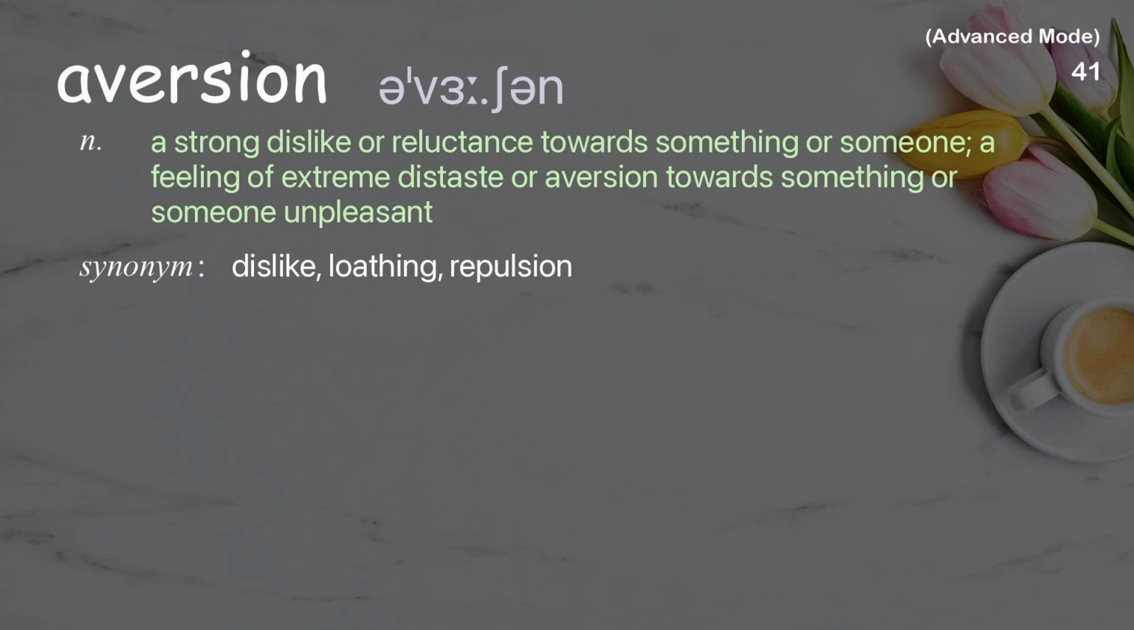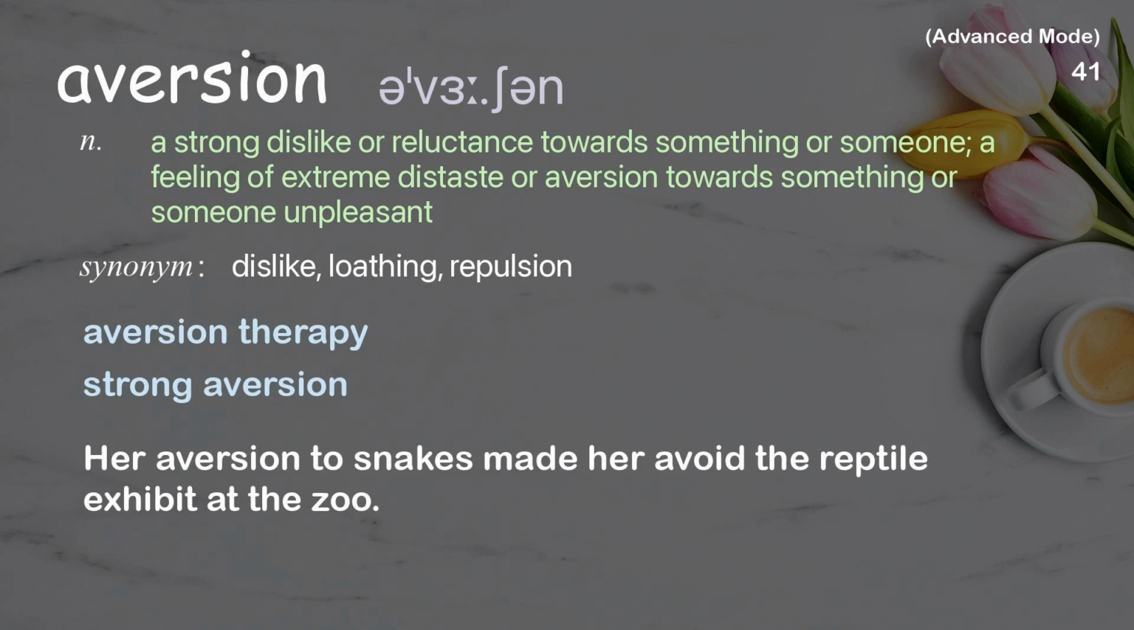Aversion. A strong dislike or reluctance towards something or someone. A feeling of extreme distaste or aversion towards something or someone unpleasant. Examples: Aversion therapy. Strong aversion. Her aversion to snakes made her avoid the reptile exhibit at the zoo.